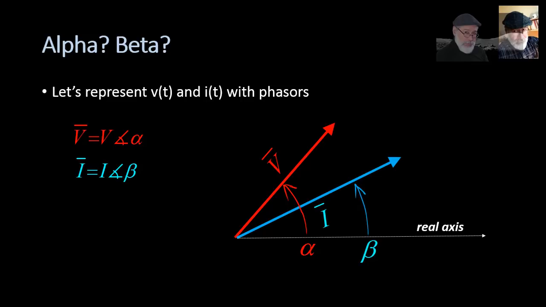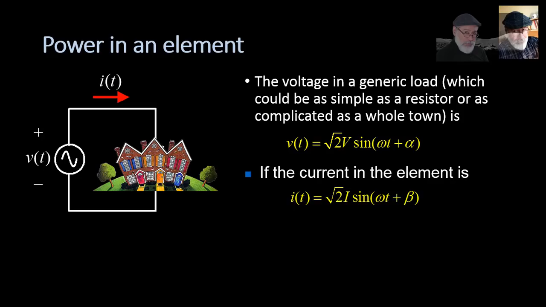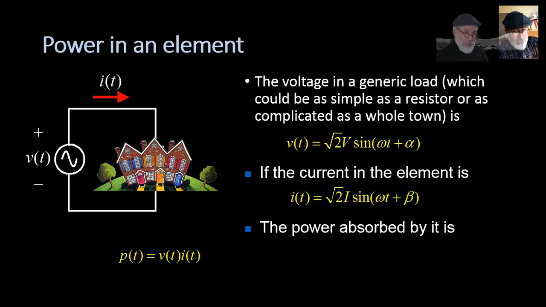There is another angle that will become very important to us in the near future, theta, alpha minus beta, the angle between the voltage phasor and the current phasor. That angle we will call the power factor angle. Let's go back. We want to compute what is the power absorbed by that load. Multiply v times i. Yes, v times i. Obviously a function of time.